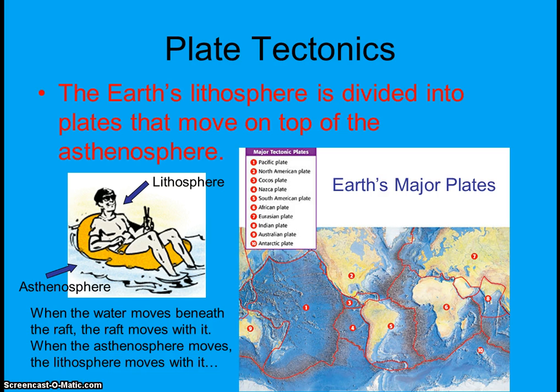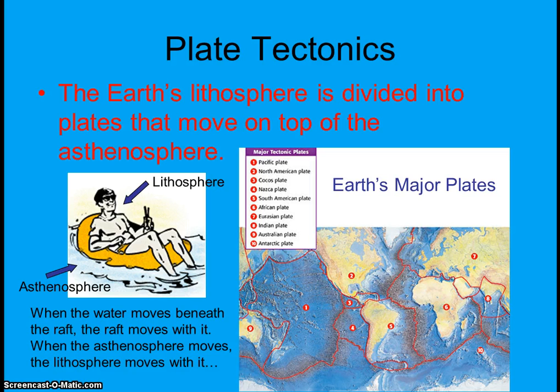Okay, so the theory of plate tectonics is that the Earth's lithosphere is divided into sections called tectonic plates, and those plates are sort of floating on the mantle, which is specifically the asthenosphere. If you look at the picture on the left side, the lithosphere is the raft with the person sitting on it, and the asthenosphere is the water underneath it. So if the water moves, then the raft is going to move on top of it.